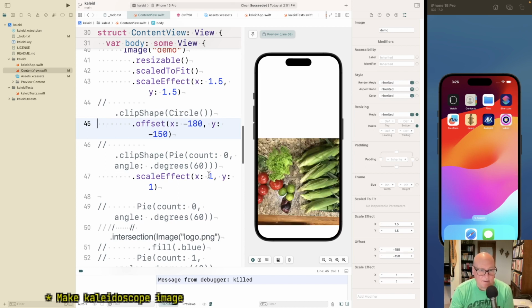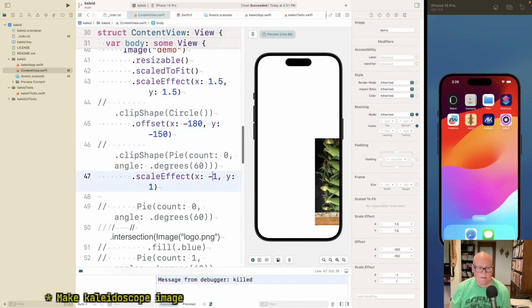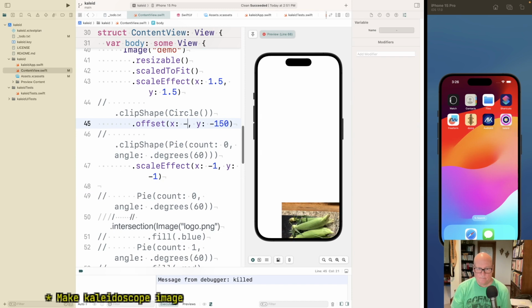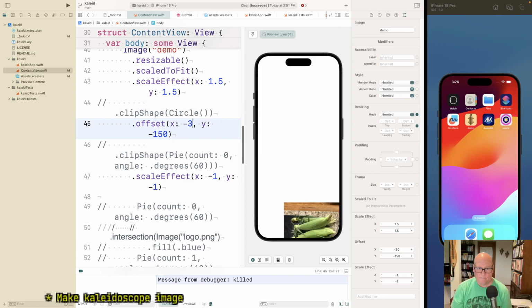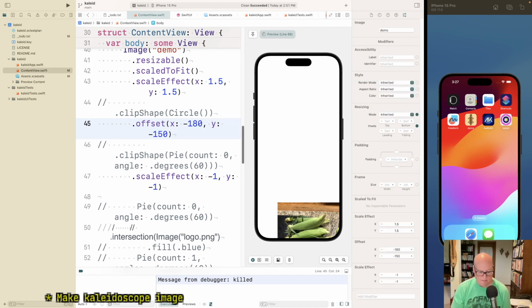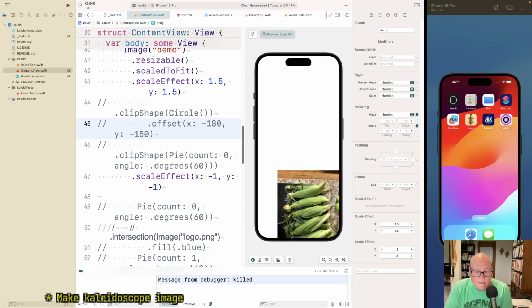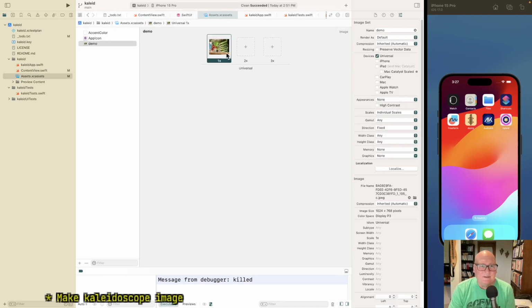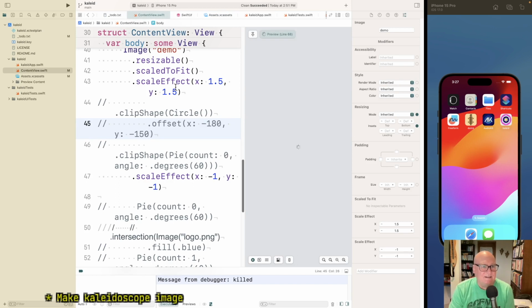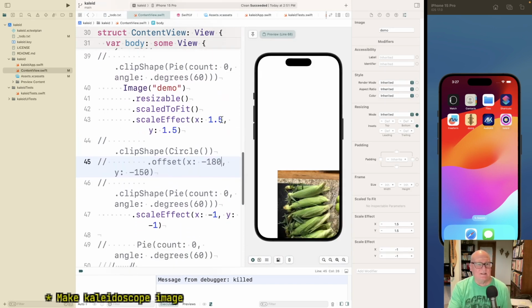Okay, now if I do X minus one, okay, I am getting a scaling effect of something. This was minus 180. Take it out. Okay. Well, I think it's progress, right? Because we can't quite see enough to tell. Am I scaled? Well, let's take this scaling down.